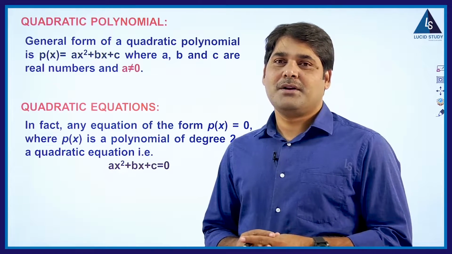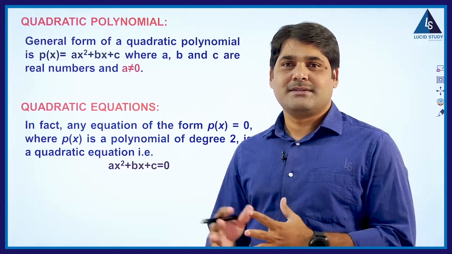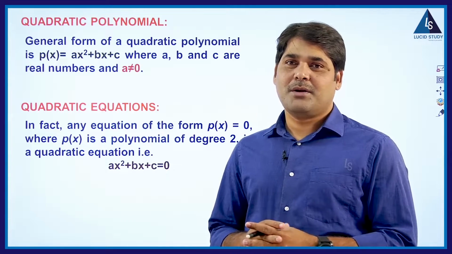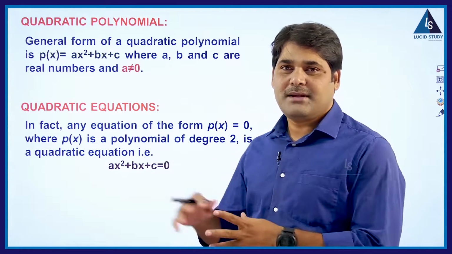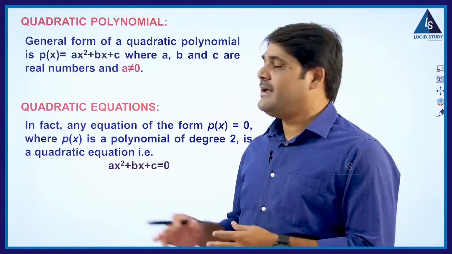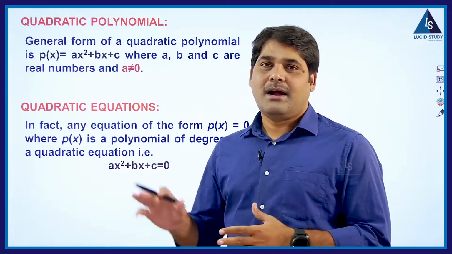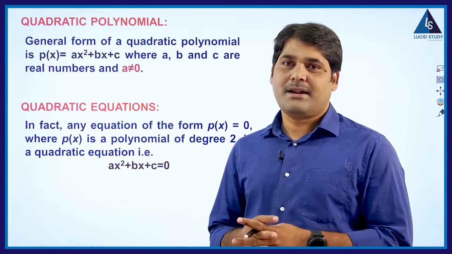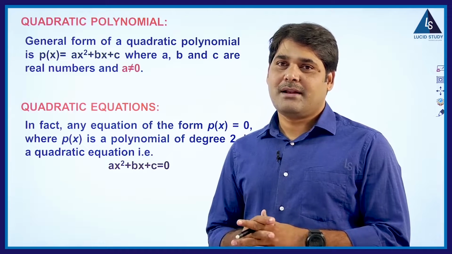Quadratic polynomial we have discussed in the polynomials chapter. So what is the general form of a quadratic polynomial? That is p(x) = ax² + bx + c, where a is not equal to 0. Here x is a variable and a, b, c are arbitrary constants. Constant means numbers, maybe real numbers.